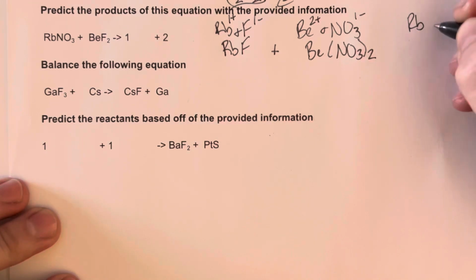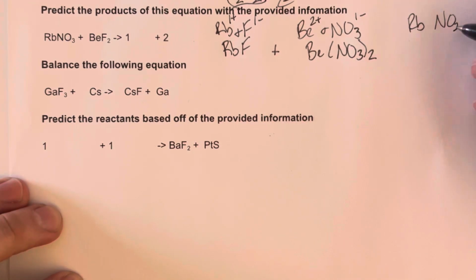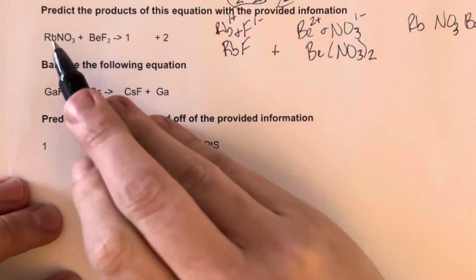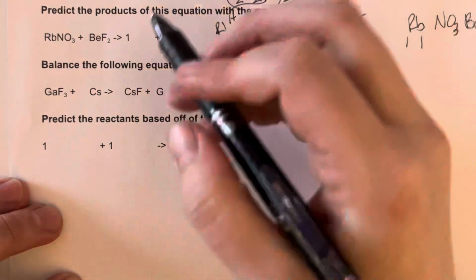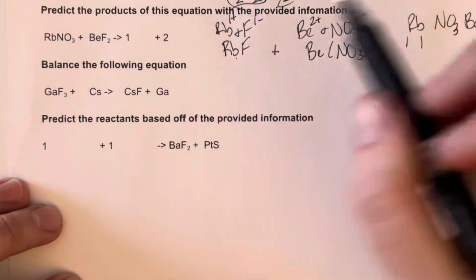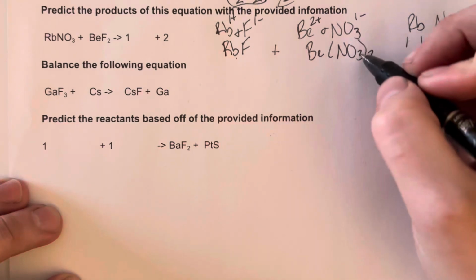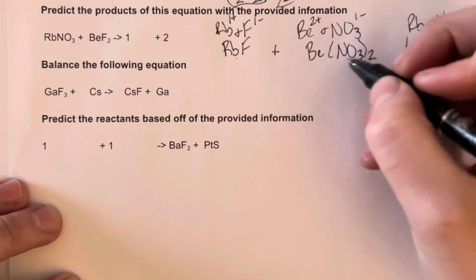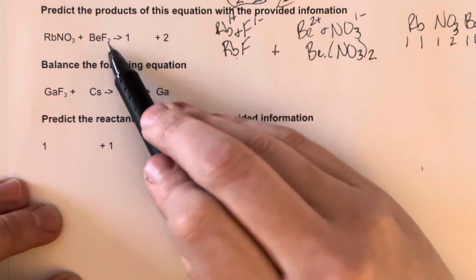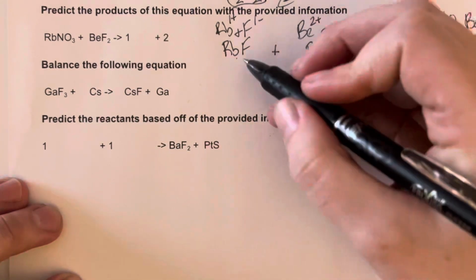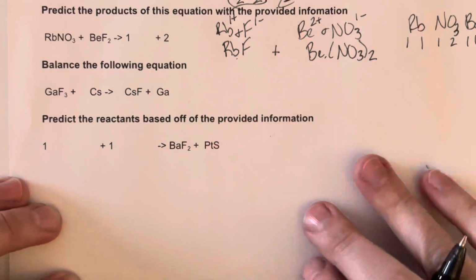So everybody that I have present, I have rubidium, I have nitrate, I have beryllium, and I have fluorine. Rubidium count on the left, I have 1. On the right, I have 1. Nitrate left, no parentheses, no multipliers, so that means I have 1. Nitrate right, there are parentheses, and this multiplier is 2. Beryllium on the left, I have 1. Beryllium on the right, I also have 1. Fluorine left, I have 2. Fluorine right, I have 1.